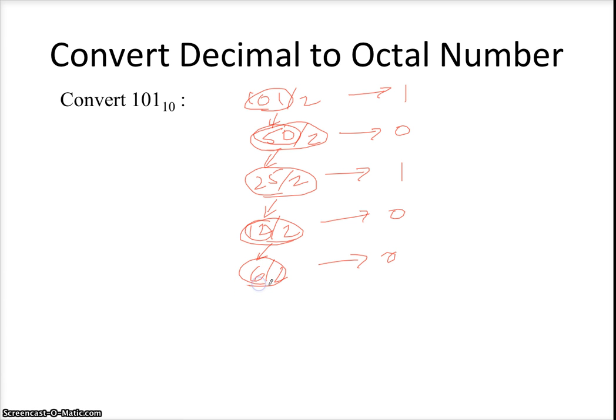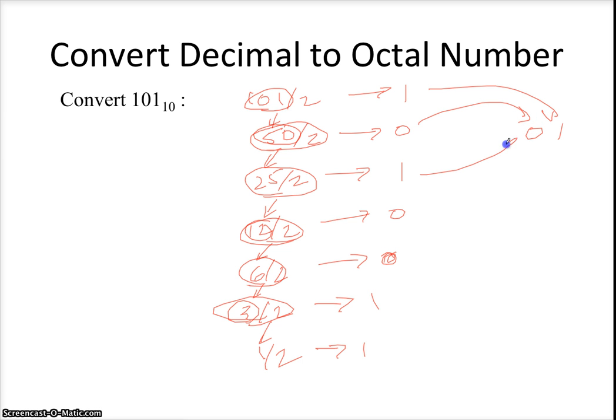6 divided by 2 gives me 3. 3 divided by 2 gives me a remainder of 1, and 3 divided by 2 is 1 with the remainder 1. So that will be 1 over 2, and the result will be 0 with remainder 1 there.